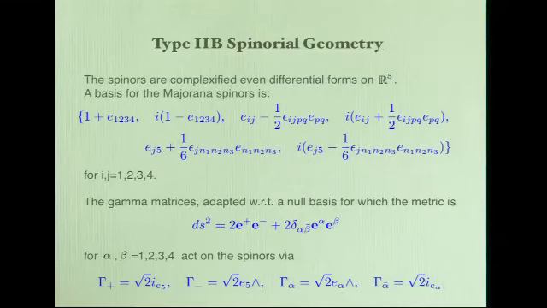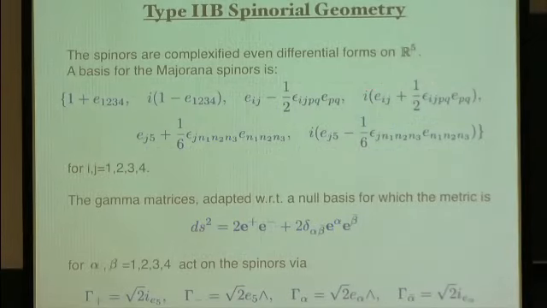However, now I want to digress a little bit to just describe the structure of the spinors. So this will give us a way of classifying the solutions. We're going to find three families of solutions depending on a certain structure of the spinors. And so to codify that, I want to describe what the spinors look like. Spinors are complexified even differential forms on R5. And in terms of the Majorana spinors, they're constructed out of this basis.